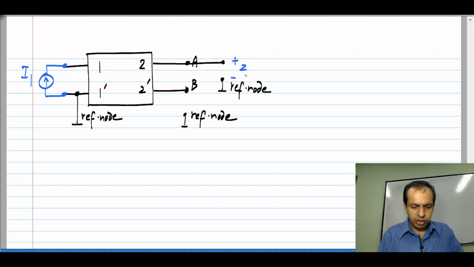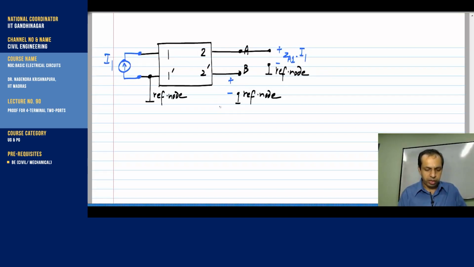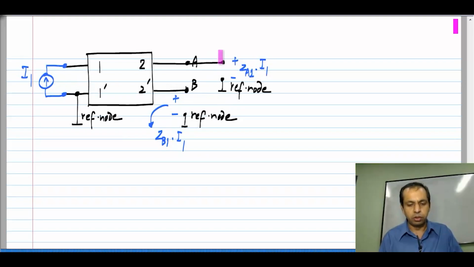ZA1 times I1. ZA1 is the parameter from port 1 to port A, and similarly here at port B I will have ZB1 times I1. So, I calculate these two voltages by first considering 1 and A as one of the two ports, and then 1 and B as one of the two ports. Since I do not connect anything to these two ports, that is okay, right.